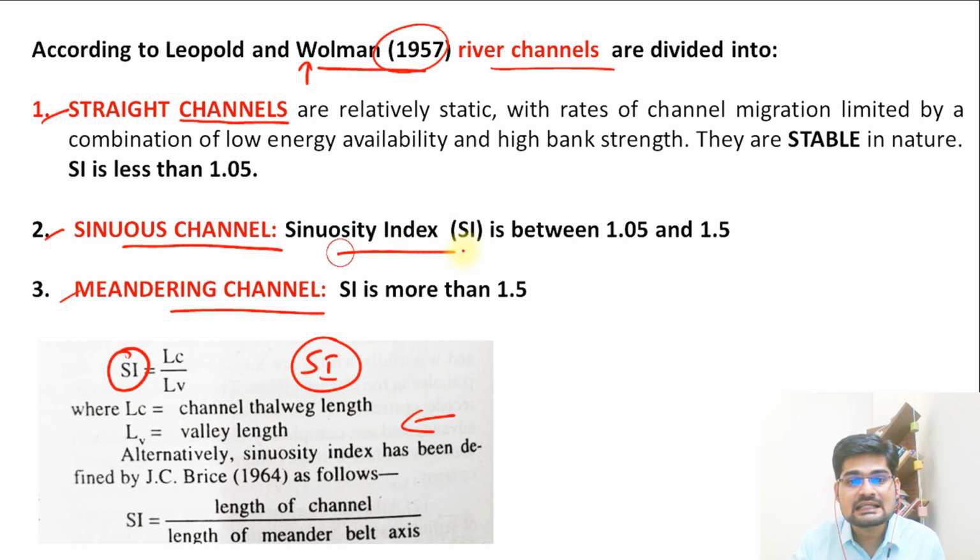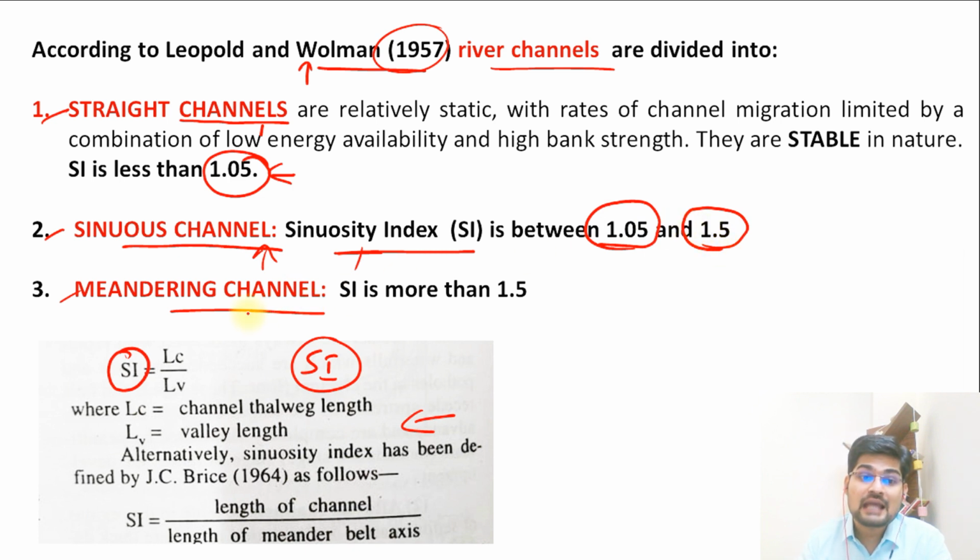Now sinuosity index is a parameter to divide channels on the basis of how straight they are. Is it very straight? Is it curved? Is it meandering? So remember, straight channels have a value less than 1.05 when we measure SI, that is sinuosity index. Sinuous channels measure between 1.05 to 1.5, and meandering channels have the greatest sinuosity index, that is more than 1.5.